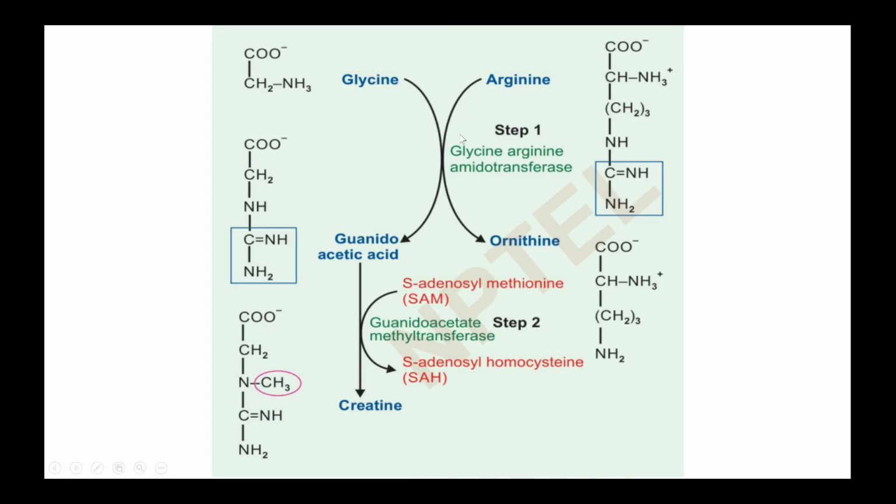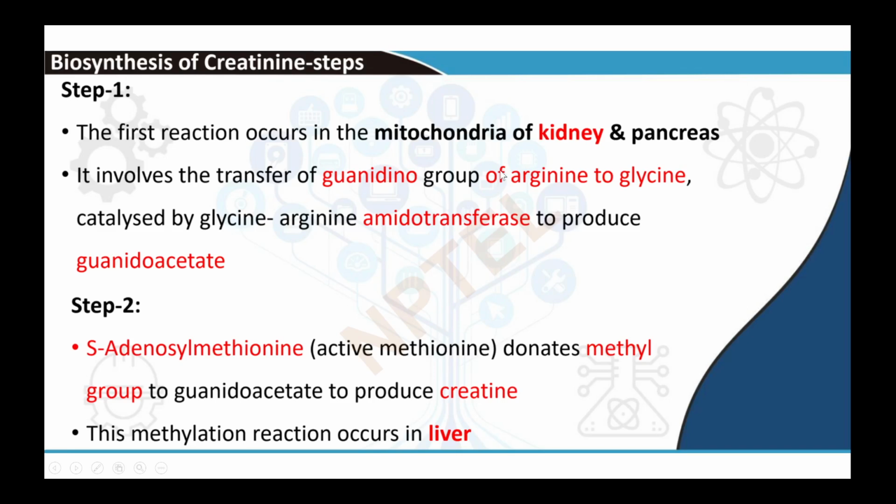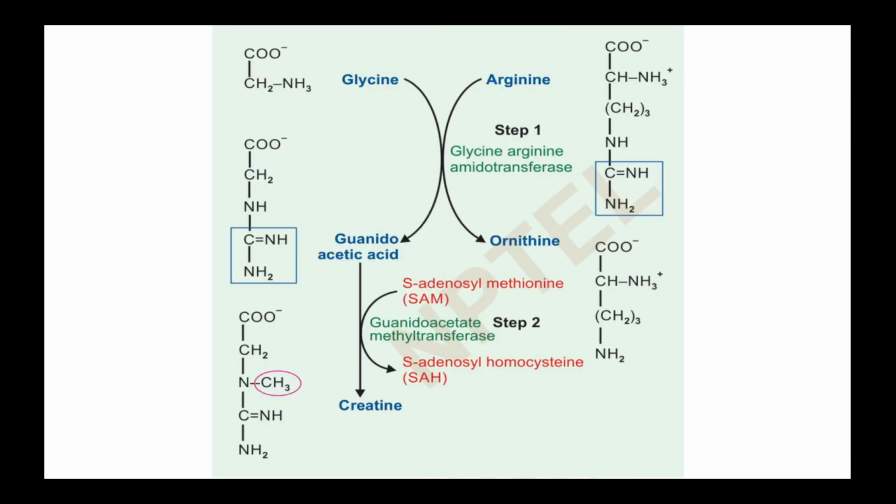The first step of the reaction occurs in the mitochondria of kidney and pancreas. This first step, glycine arginine amidotransferase, involves the transfer of the guanidino group from arginine to glycine to produce guanidoacetate. The second step is S-adenosylmethionine donating the methyl group to guanidoacetate to produce creatine. This methylation reaction occurs in the liver. So the first step occurs in the mitochondria of kidney and pancreas, and the second step occurs in the liver.